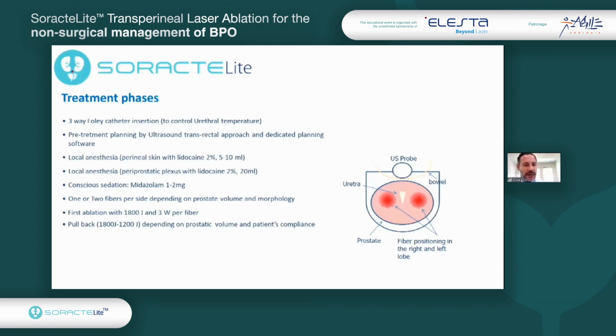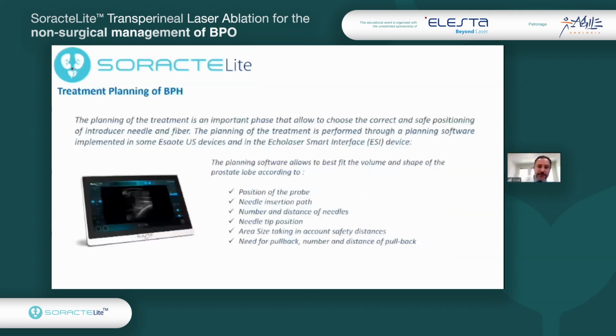Then it is the moment to place the fibers, and we will use 1 or 2 fibers per side, depending on the prostate volume and morphology. And then we start with the ablation. Basically, the ablation is 1800 joules per fiber with 3 watts. And if necessary, we always make a pullback technique, just 1 or 2 centimeters towards the apex, in order to treat the most apical part of the gland.